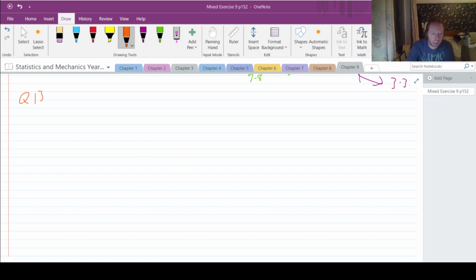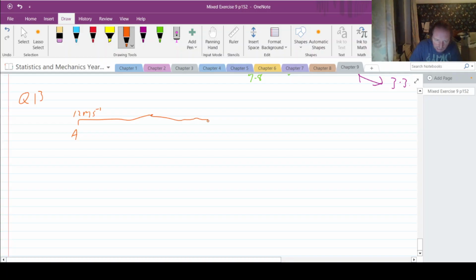So here we are, Stats and Mechanics, Year 1, Chapter 9, Question 13. The car is moving along a straight road with a uniform acceleration. The car passes checkpoint A with a speed of 12 meters a second. Okay, 12 meters a second, and my very straight road.